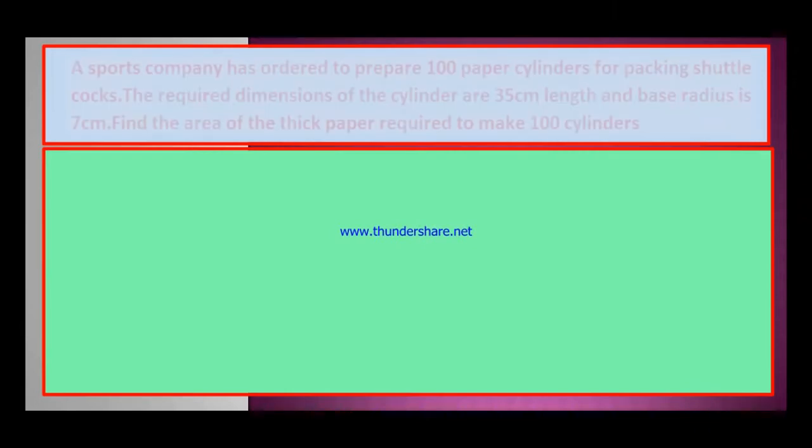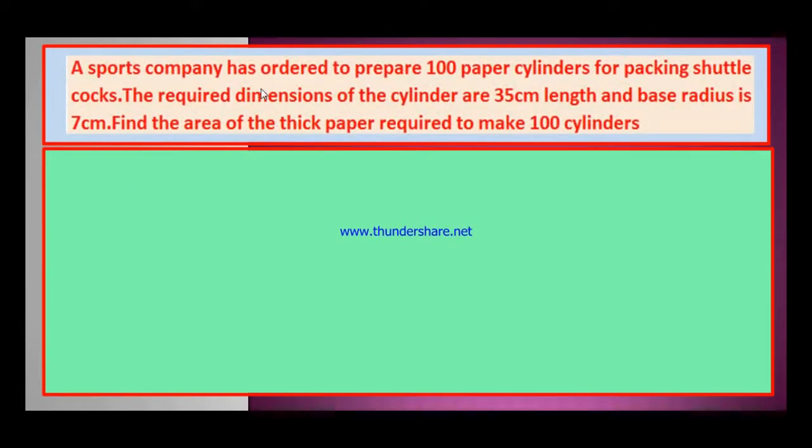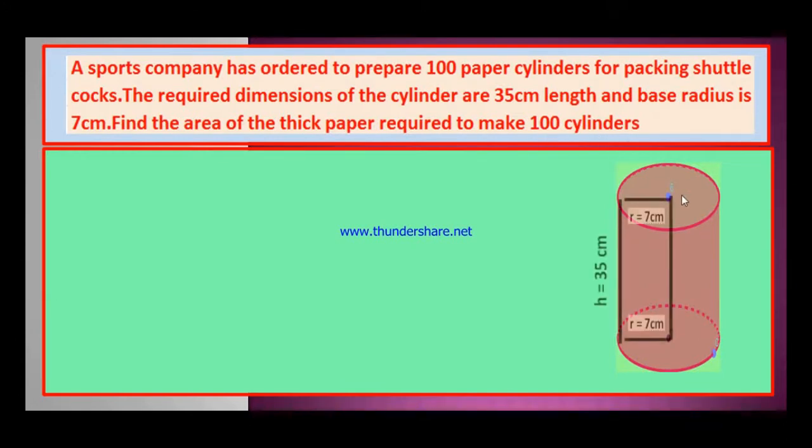Let us go to the solution. Yes, this is the question, and for this question, let us draw a diagram. The diagram is a cylinder. We have to form 100 cylinders. As it is a cylinder, this is the actual height of the cylinder, which is equal to 35 centimeters, given in the question, and the radius is equal to 7 centimeters. Again, the cylinder base is in the shape of a circle. The radius of the base is 7 centimeters and the height of the cylinder is 35 centimeters.